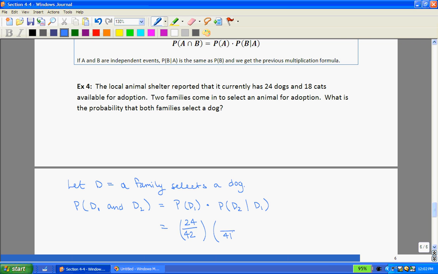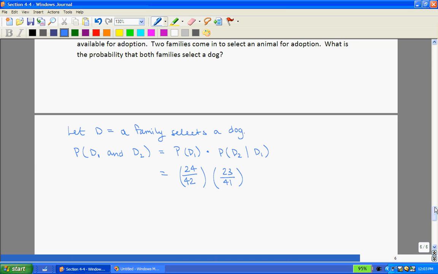And they're also interested in a dog, but there's one less dog to choose from, so there are 23. So 24 out of 42 for the first family, total 42 animals, 24 of them are dogs. But for the second family, there's one less animal total to choose from, so that's where our 41 comes from. There's also one less dog to select from. Let's see what we get here.